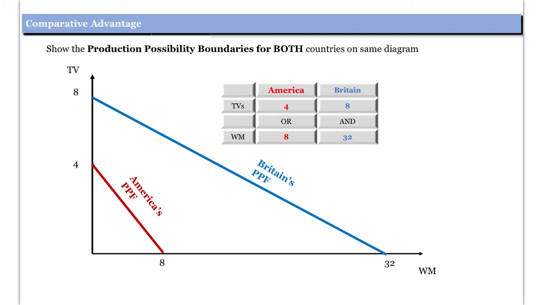The diagrammatic approach to this is to draw the two PPFs on the same diagram. So remember, we started with this table where Britain can have 8 televisions with all of its factors up here in production of televisions and 32 washing machines down here. I'd always recommend that the bottom axis is the one that you're going to have the bigger numbers on. It's going to be easier later on.